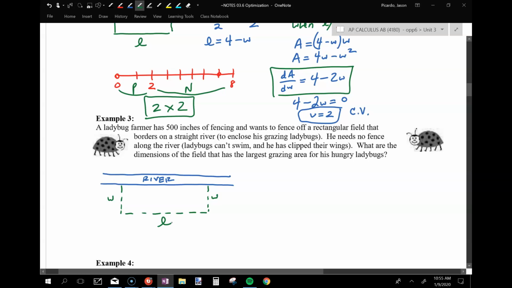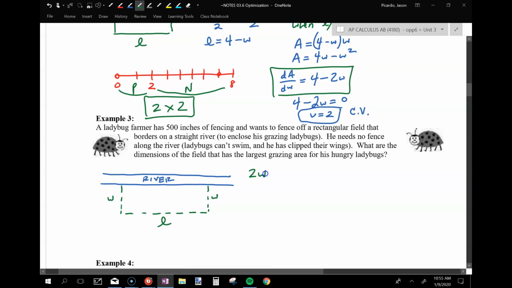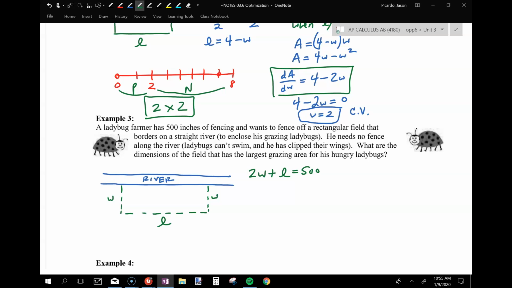Is it really a perimeter per se? What's the limiting factor here? The amount of fencing that I have, right? And the fencing is only used on the widths and the one single length, right? So it's going to be 2W plus L equals 500. That's our limiting factor, our restrictive item, the amount of fencing that we have. That statement right there represents the amount of fencing that I have. Correct. The river is a boundary.